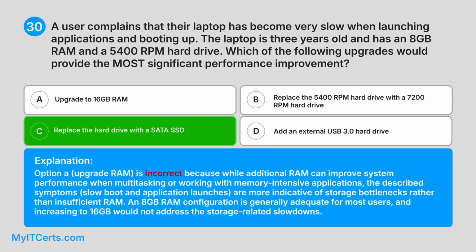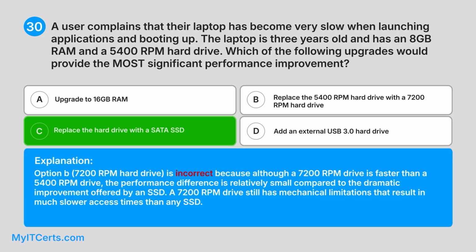Option A, upgrade to 16 GB RAM, is incorrect because while additional RAM can improve system performance when multitasking or working with memory-intensive applications, the described symptoms, slow boot and application launches, are more indicative of storage bottlenecks rather than insufficient RAM. An 8 GB RAM configuration is generally adequate for most users, and increasing to 16 GB would not address the storage-related slowdowns.